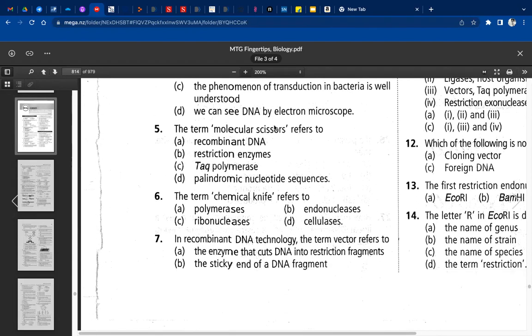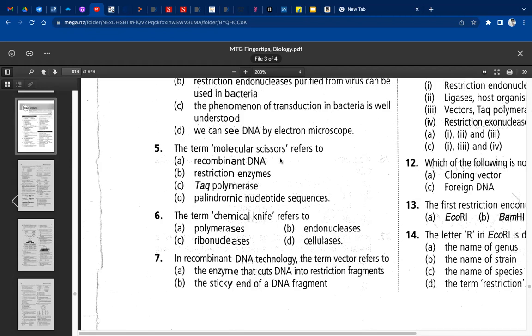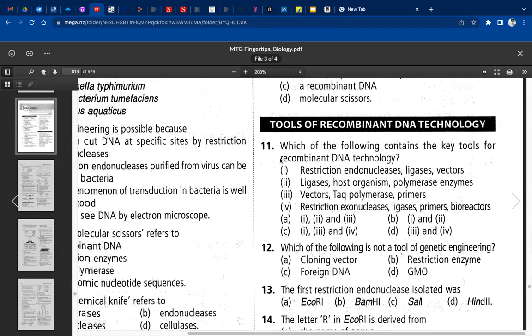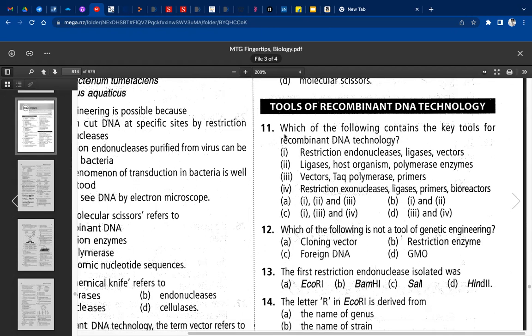Yes. Okay. So let's go to question number 11 quickly. Atif, would you like to read question number 11? Yes, sir. Which of the following contains the key tools for recombinant DNA technology? Option 1, restriction endonucleases, ligases, vectors. Option 2, ligases, host organism, polymerase enzymes. Option 3, vectors, Taq polymerase, primers. Option 4, restriction exonucleases, ligases, primers, bioreactors.